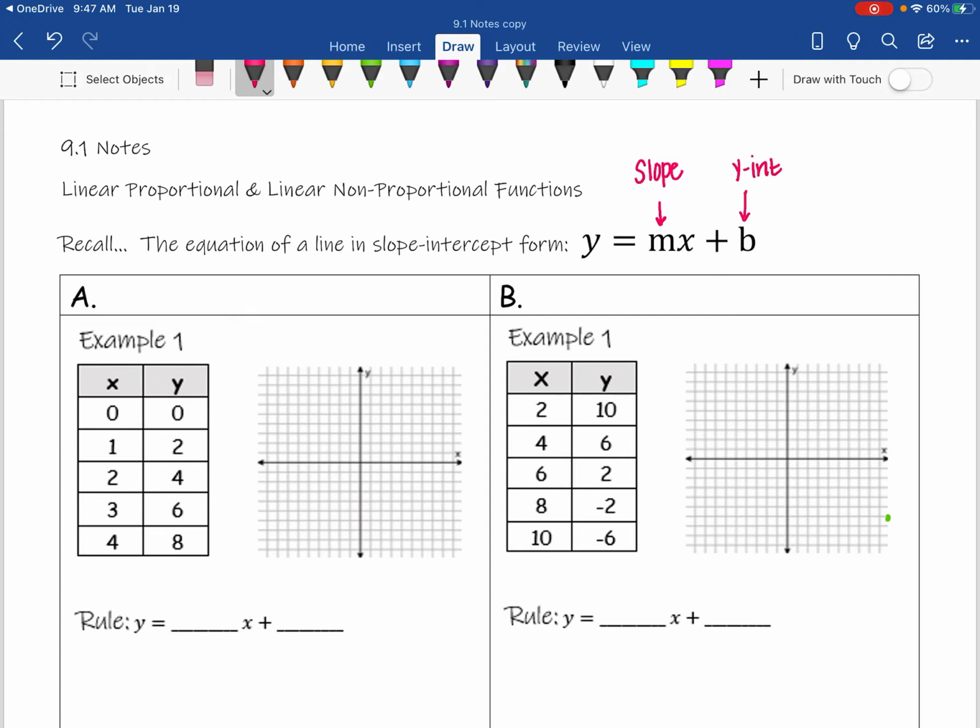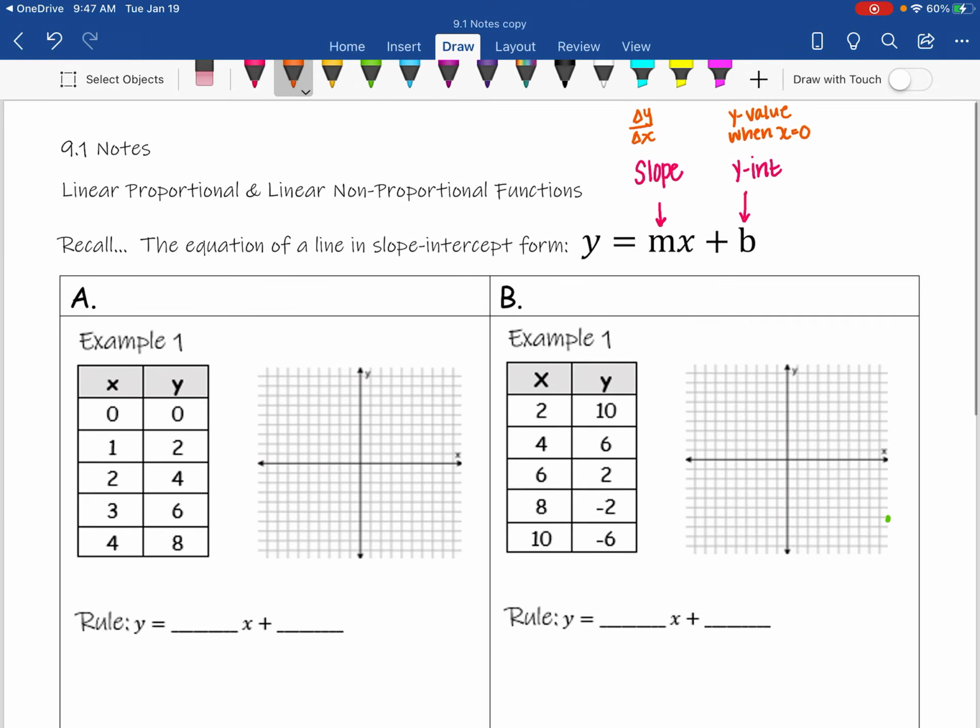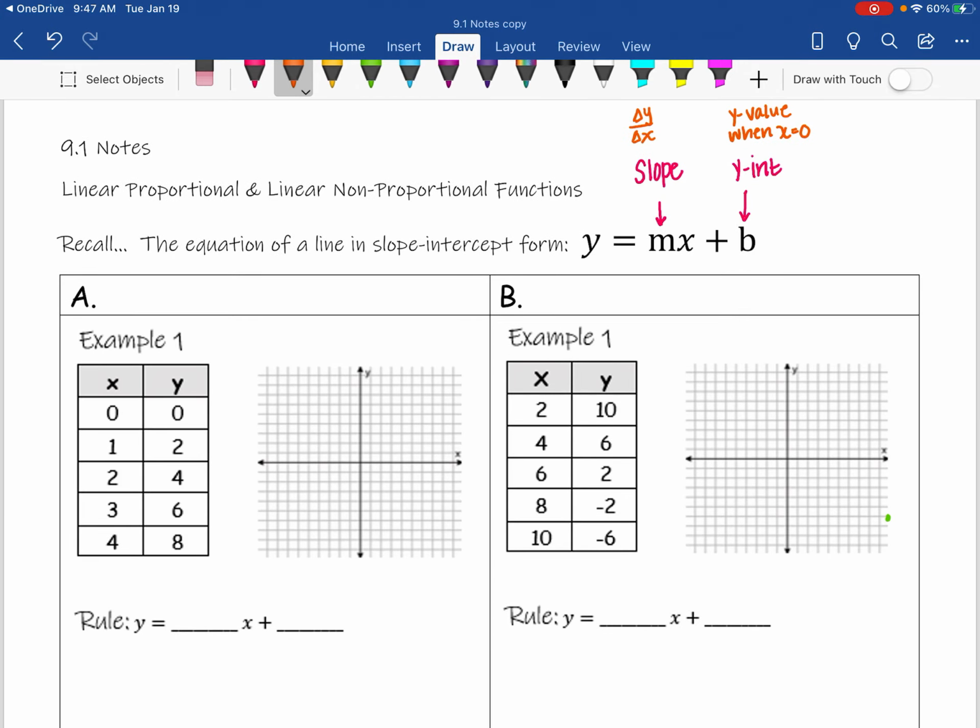Okay, and just a quick little review here for the slope. Remember, we're finding the change in y divided by the change in x, and the y-intercept is the y value when x is equal to 0. Okay, so we're going to go through both column A and column B, and we're going to go through these examples and kind of see if we can figure out what the difference between a proportional and a non-proportional linear relationship is.